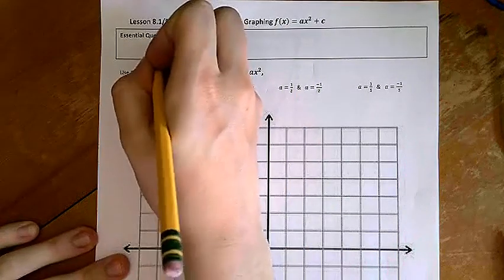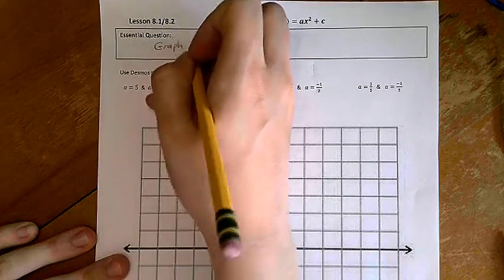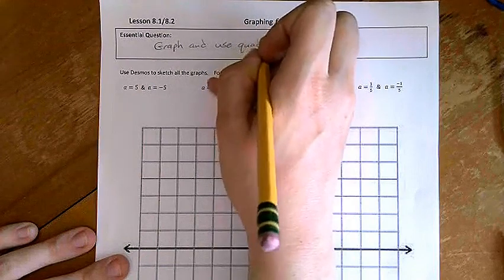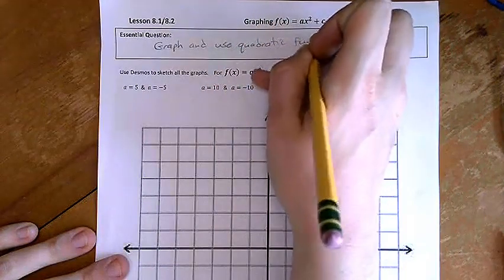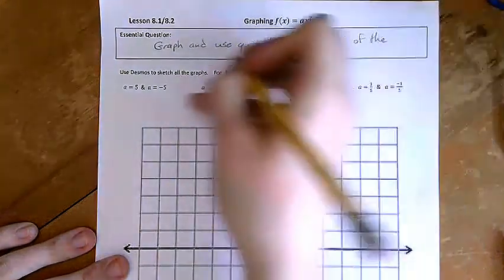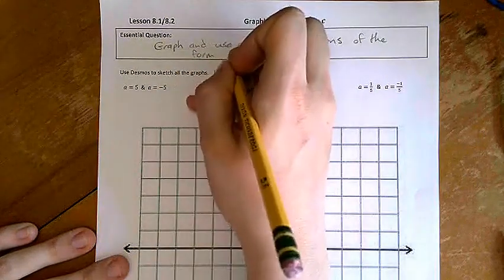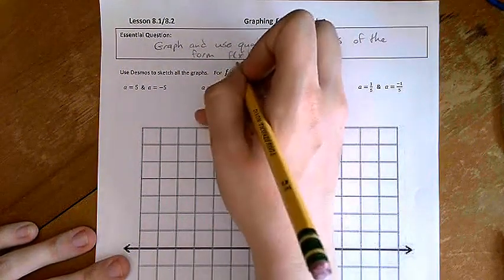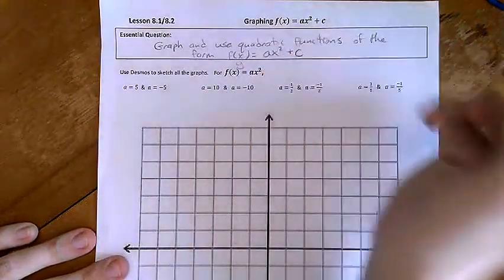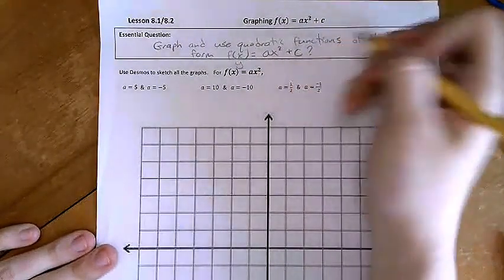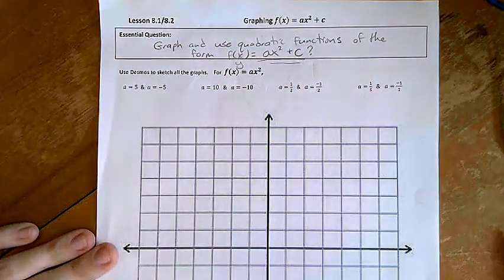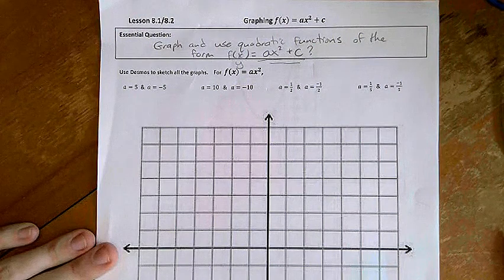Our essential question is, how do we graph and use quadratic functions of the form f of x, remember f of x is the same as y, it means the same thing, right? So f of x equals ax squared plus c. So this is one form of quadratic equations, ax squared plus c. So we're going to look at what we can tell about an equation from this setup.